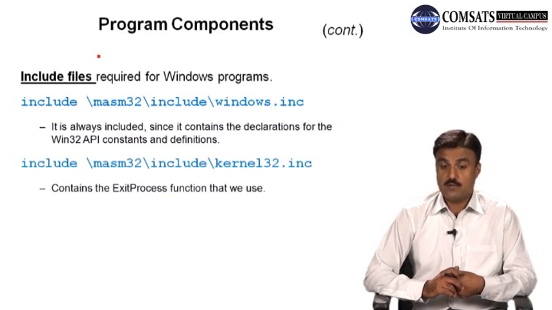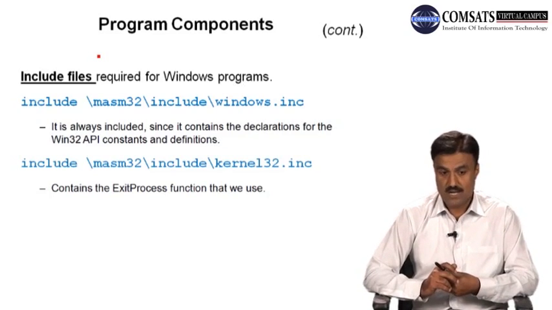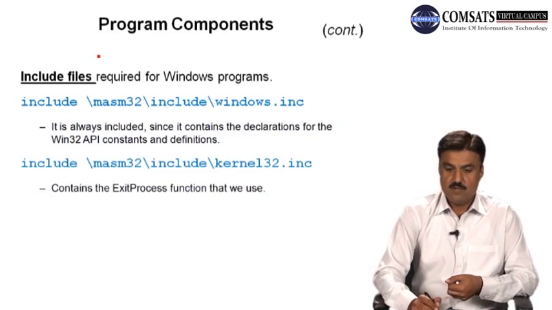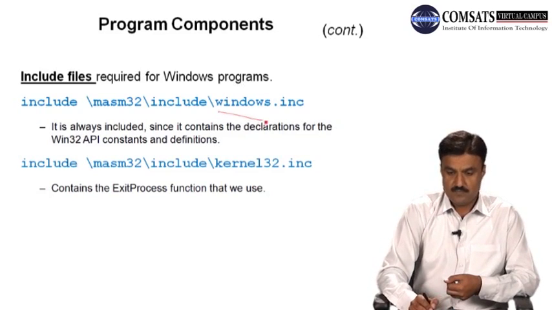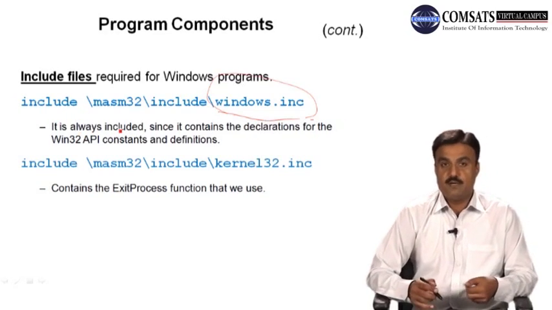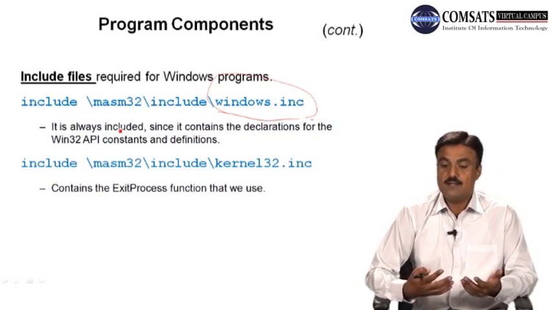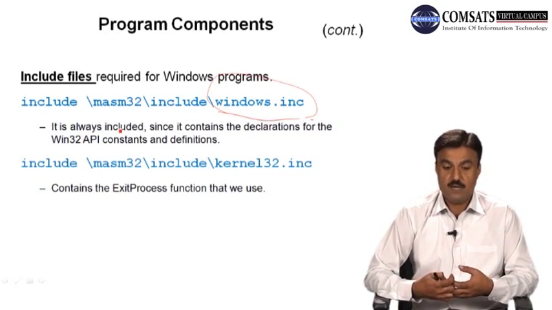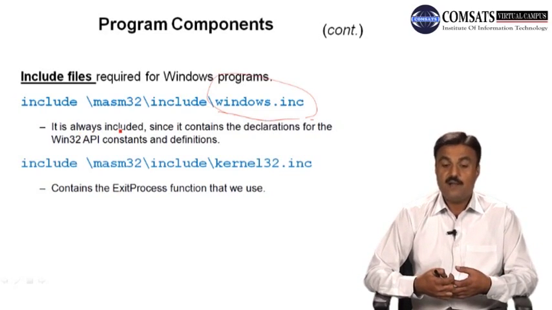These include files are required when we are programming in the Windows environment, or when we are programming Windows in assembly language. The first one is the windows.inc file. This windows.inc file is always included. Why? Because it contains the declarations of the Windows 32 API, constants and definitions.